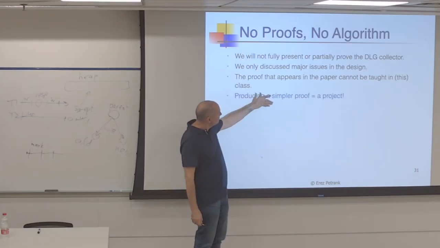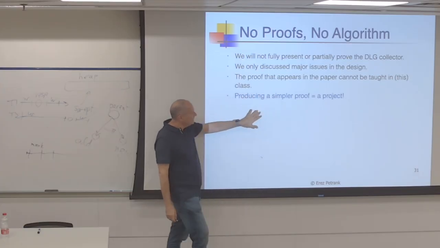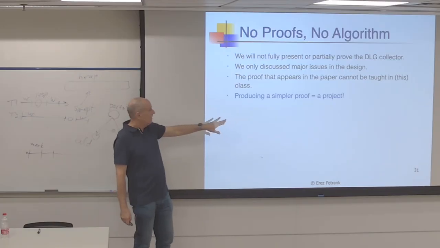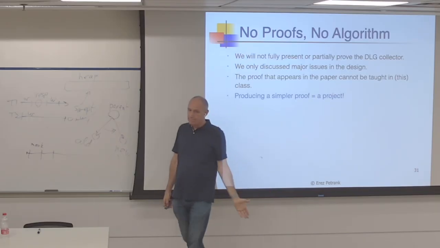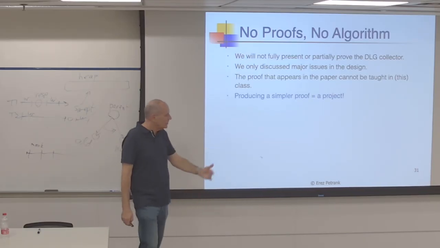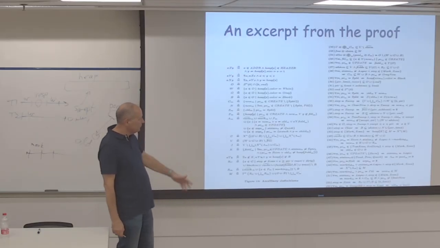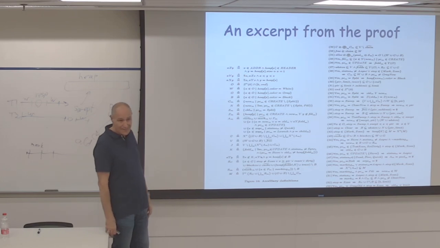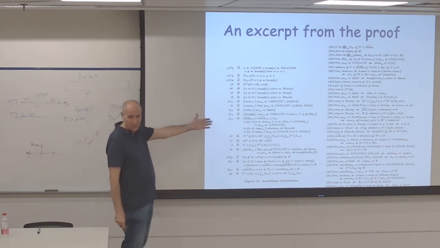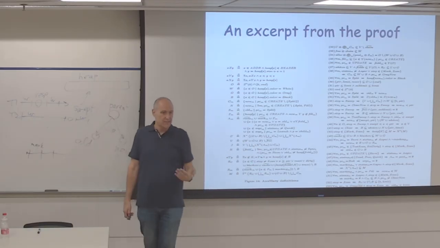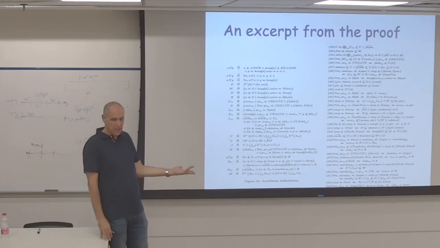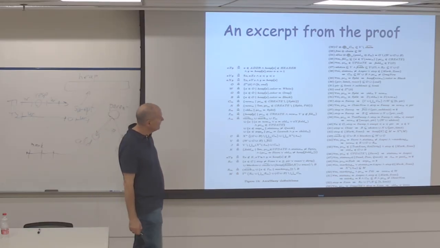So the proof that appears in the paper cannot be taught in class, and producing a simpler proof is a project. Probably no one will do it. Soon I will explain why, but this is the proof in the paper. You'll probably not want me to go through it, and it's not very friendly. It's more for a computer to check that it's okay than for a person.